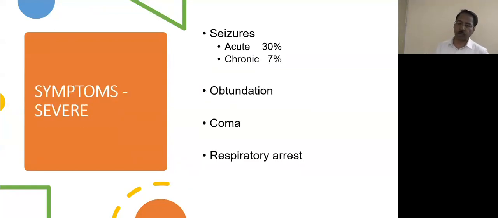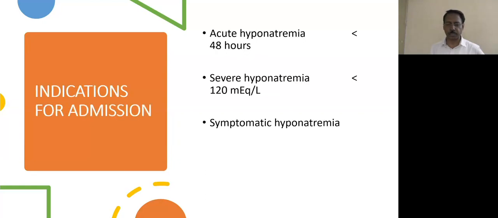What you are really looking for is the patient having seizures, and you look at the statistics. In acute hyponatremia, seizures are seen in almost 30%, and in chronic, less than 7%. Obtundation, coma, and respiratory arrest are the symptoms that you're looking at. If these symptoms are there, you need to act a little bit faster and more aggressively.